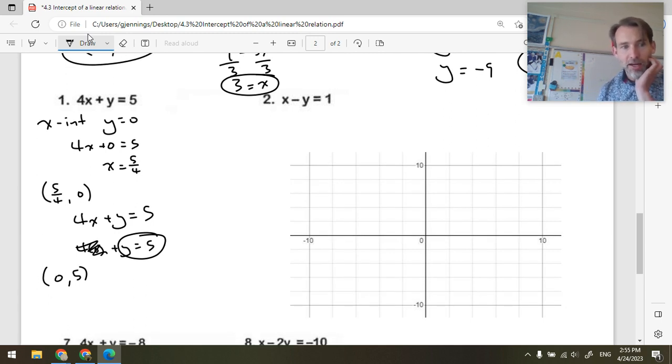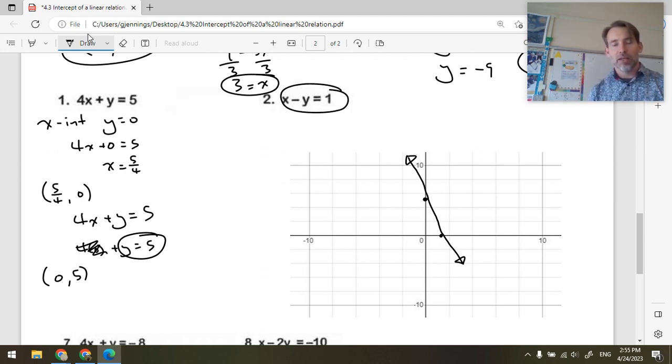intercepts. And now I can graph that by graphing the point 5/4, 0. 5/4 is a little bit bigger than 1, so it's about there. And then the point 5, 0. So 5, 0 is there, halfway to 10. And then I go ahead and draw a straight line through those points, and that will graph the line. That's a really ugly line, but I hope you get the idea. We'll do a few more examples.